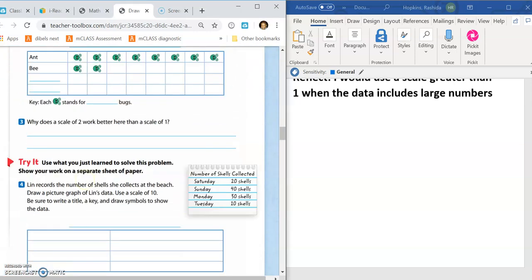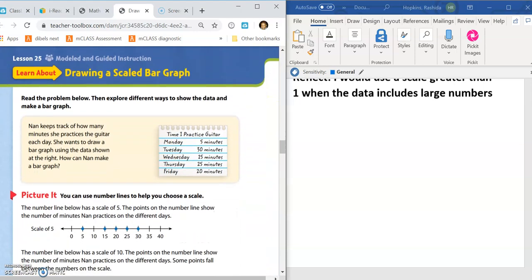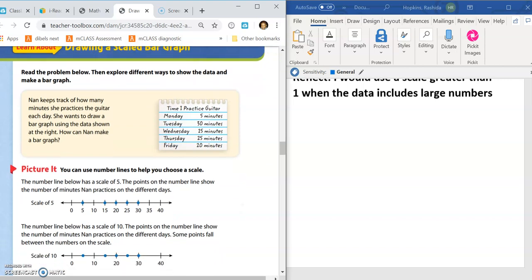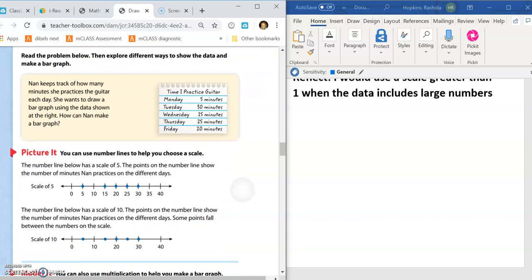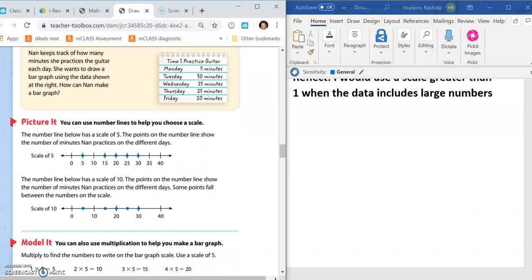I'm back. So we're going to jump on over to draw a scaled bar graph. Read the problems below, and then explore different ways to show the data. Make a bar graph. Nan keeps track of how many minutes she practiced the guitar each day. She wants to draw a bar graph using the data shown at the right. How can Nan make a bar graph?